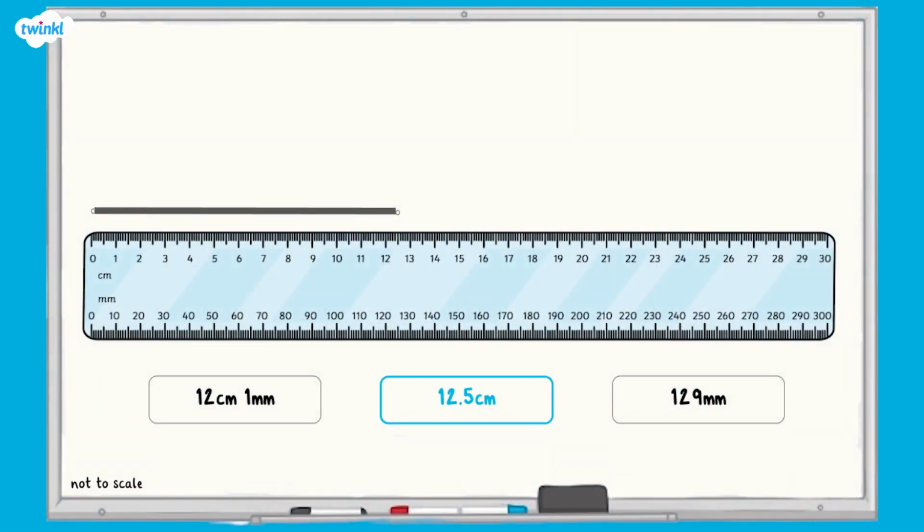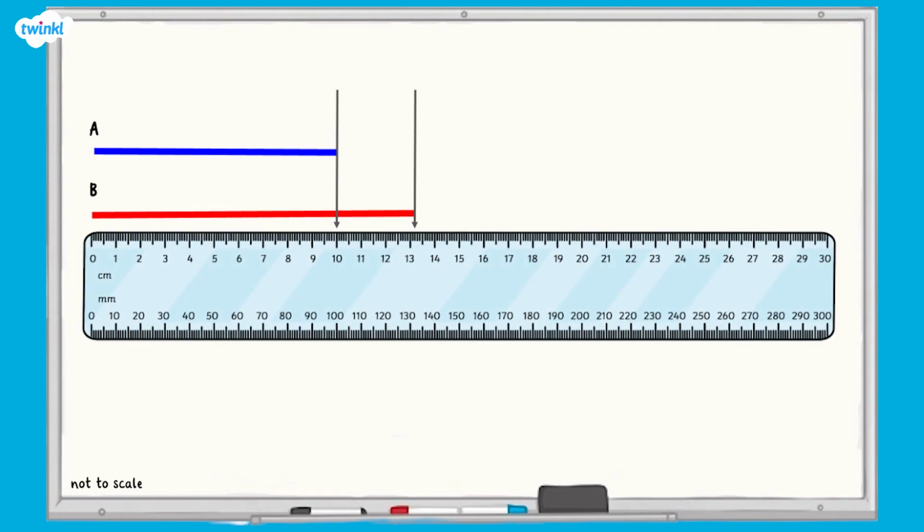All finished? Well done, here's the answer. The line measures 12.5 centimetres. The line has been measured correctly as the 0 of the ruler has been lined up accurately with the end of the line.